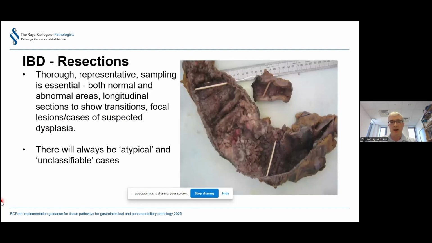In terms of resectional pathology, it isn't so much the guidance having changed, but I think it's worth emphasizing that it requires thorough representative sampling, looking at both normal and abnormal areas. Longitudinal sections to show transitions and focal lesions may be useful, and obviously there will always be cases which are atypical or unclassifiable. What we have here is an ulcerative colitis case, and here we have a focal dysplastic lesion, which I think actually turned out to have a small cancer in it.